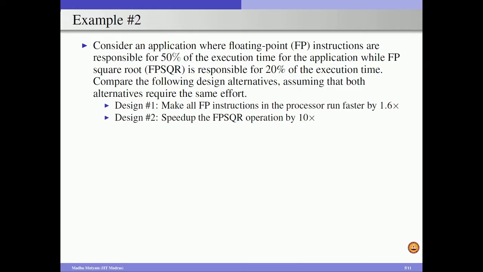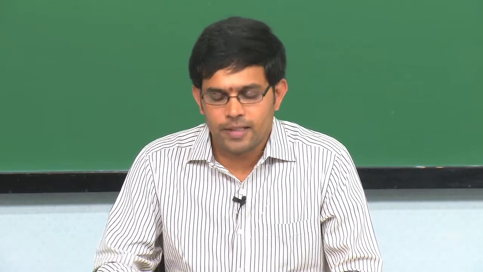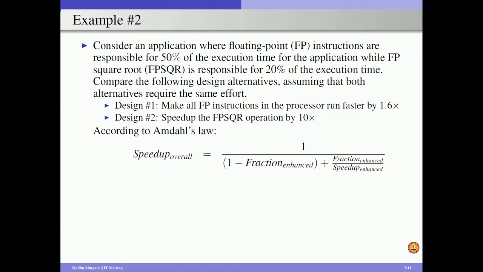So if we just look at design 1 and design 2 without computing, we may be tempted to say that the floating point square root operation will be better because it gives a 10x speedup versus 1.6 speedup for design 1. Now let us see whether that is true or false. According to Amdahl's law again, the speedup overall is equal to 1 by fraction of time where enhancement is not applied plus fraction of time enhancement applied by the speedup achieved with the enhancement.